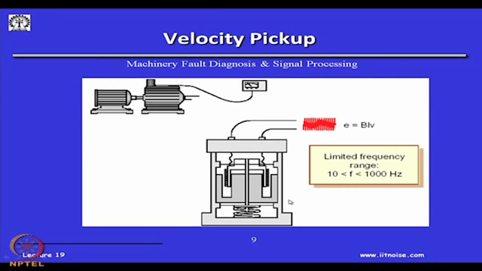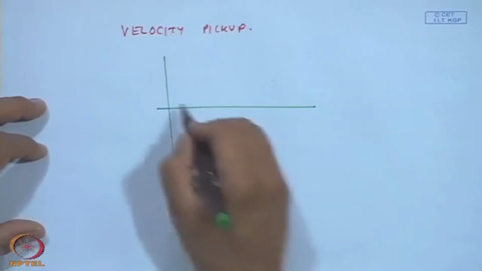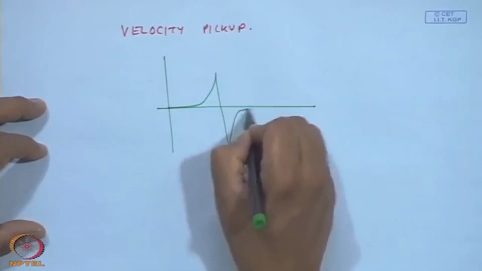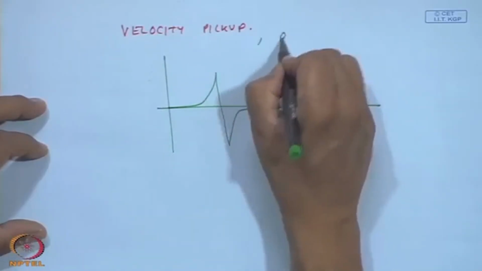But a modification to this is, if I have something moving here and this coil is not there and this is ferritic, we can have a key phasor kind of signal. It will give a signal like this. So, these are also used to measure rotational speed.